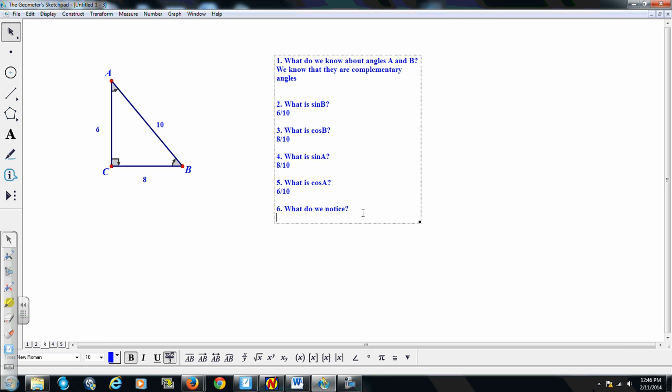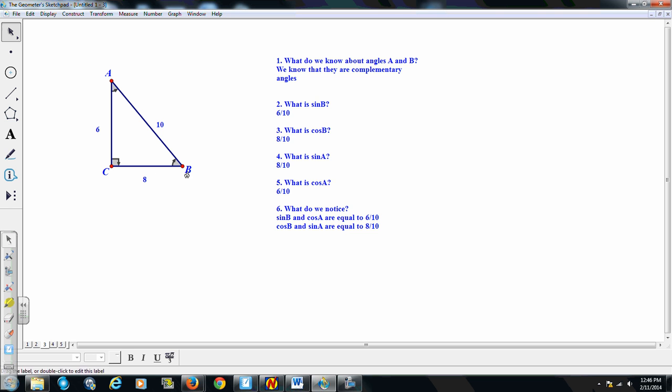So what are some things that we notice? Immediately I notice that I have two of each. I see that the sine of B and the cosine of A are equal to 6 over 10. And I also see that the cosine of B and the sine of A are equal to 8 over 10. Therefore, the sine of one angle is equal to the cosine of the other angle, and the cosine of one angle is equal to the sine of the other angle.